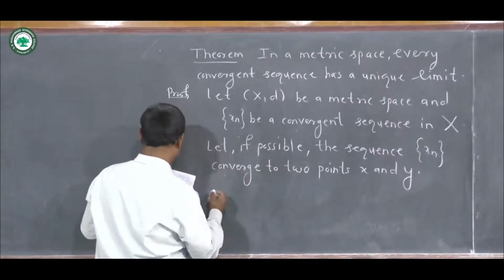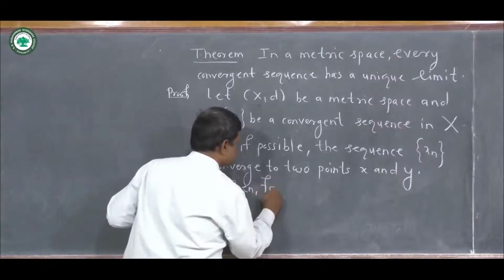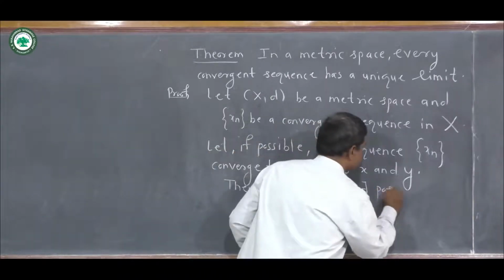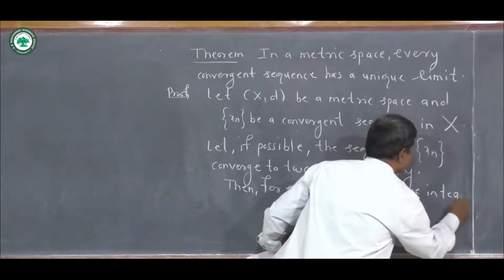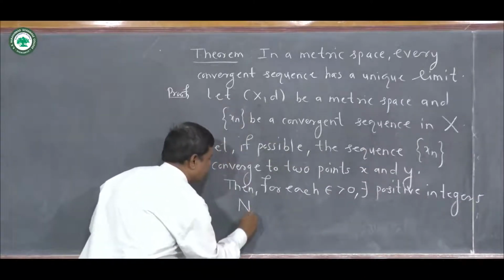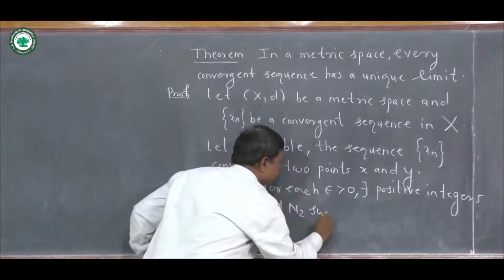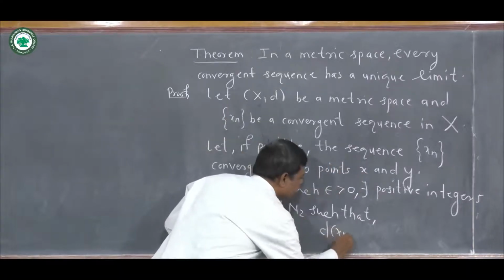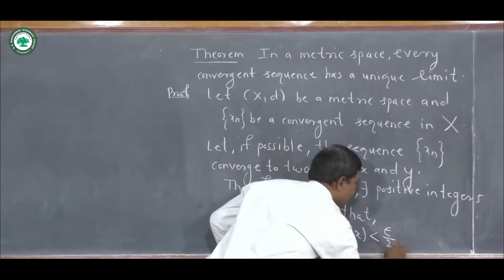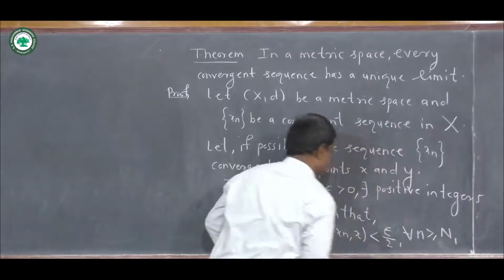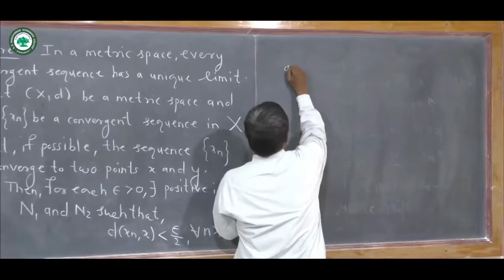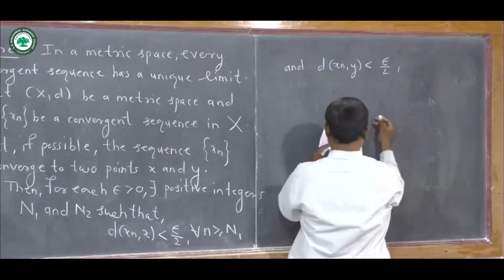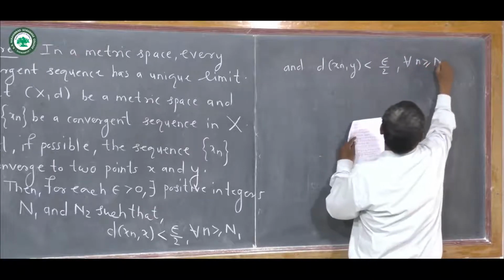Then by using the definition of a convergent sequence, for each epsilon greater than 0, there exist positive integers n1 and n2 such that, since xn converges to x, the distance between xn and x is less than epsilon by 2 for all n greater than or equal to n1, and since xn has limit y, the distance between xn and y is less than epsilon by 2 for all n greater than or equal to n2.